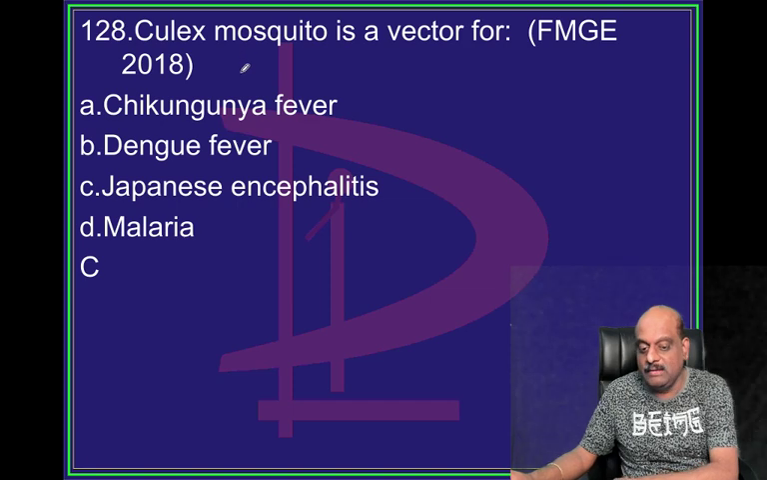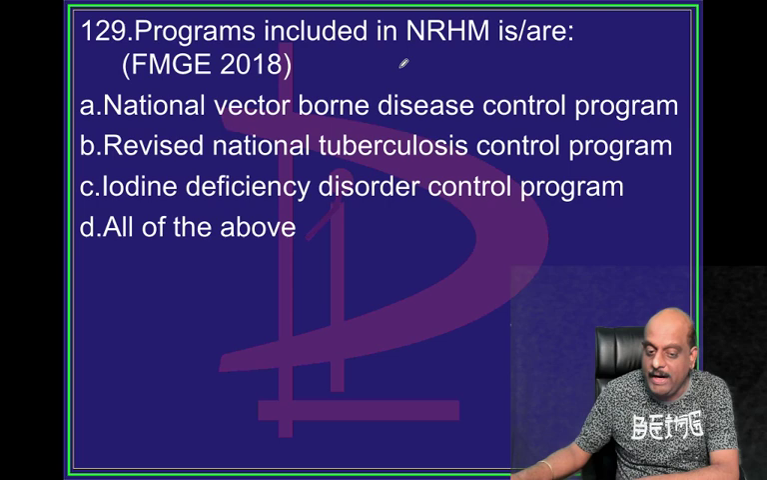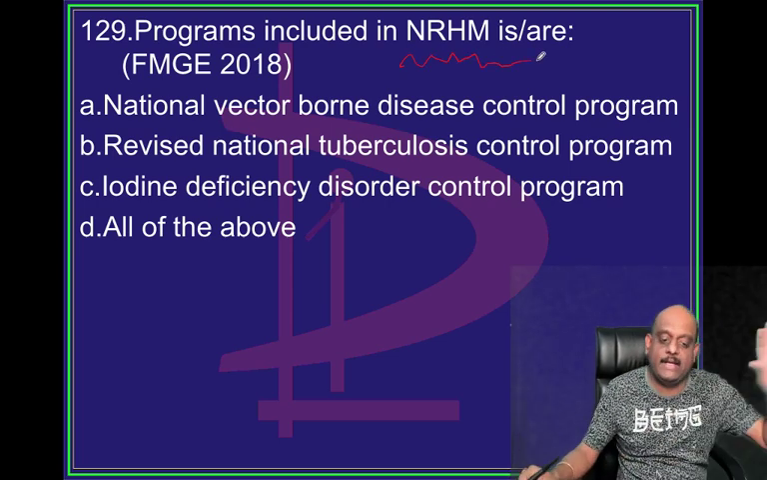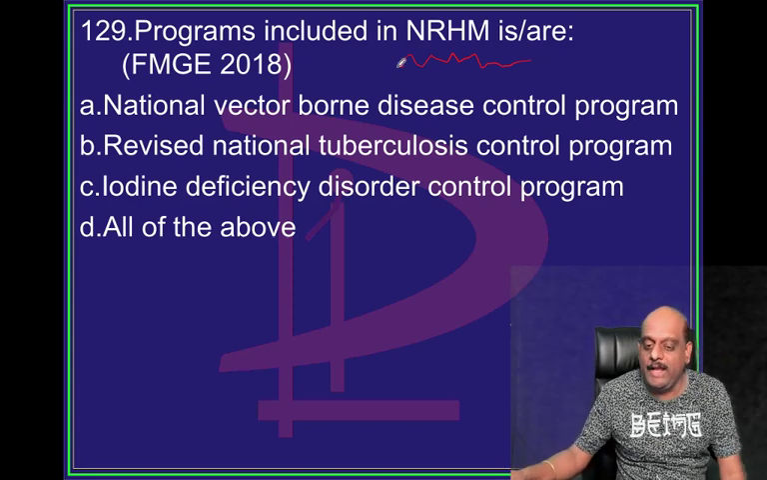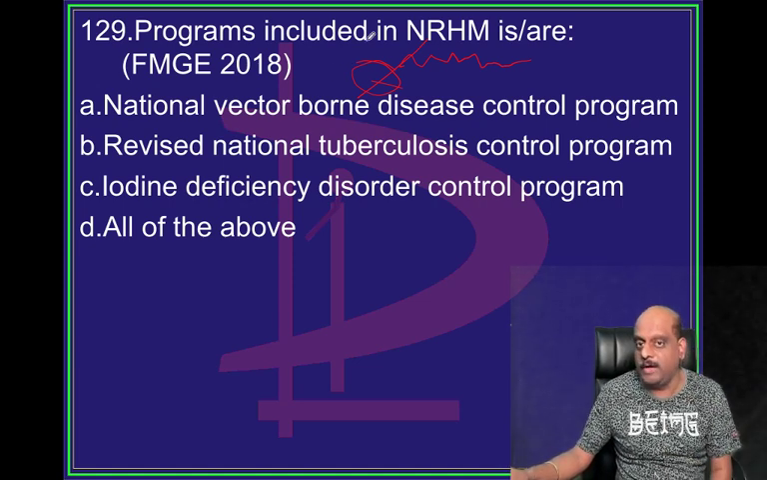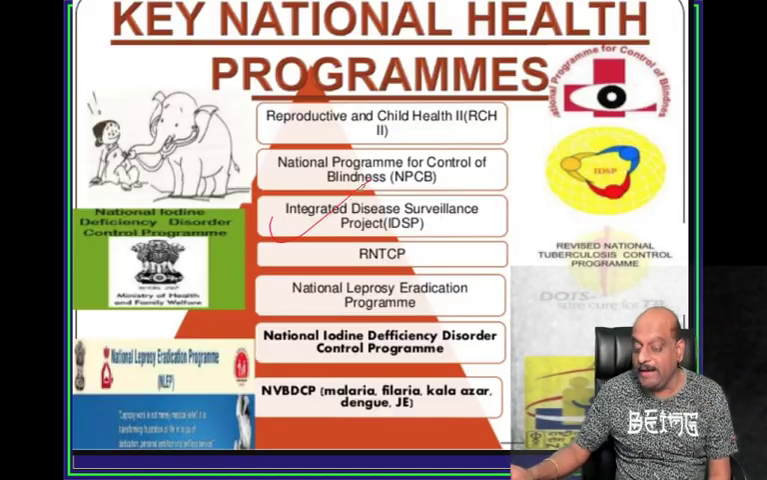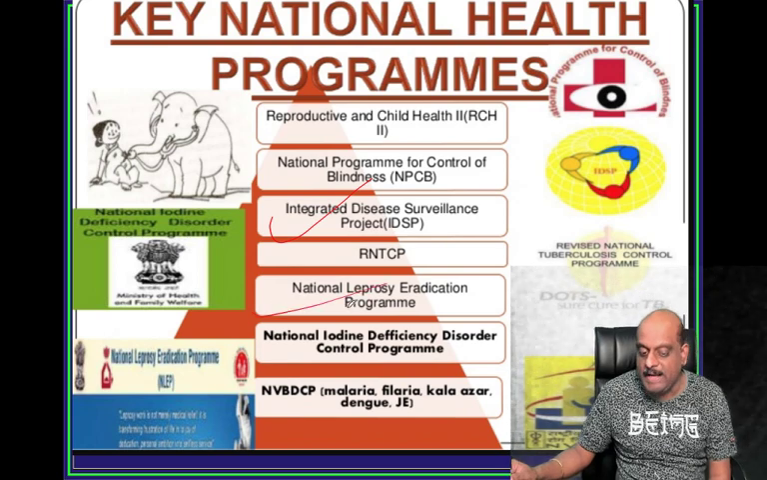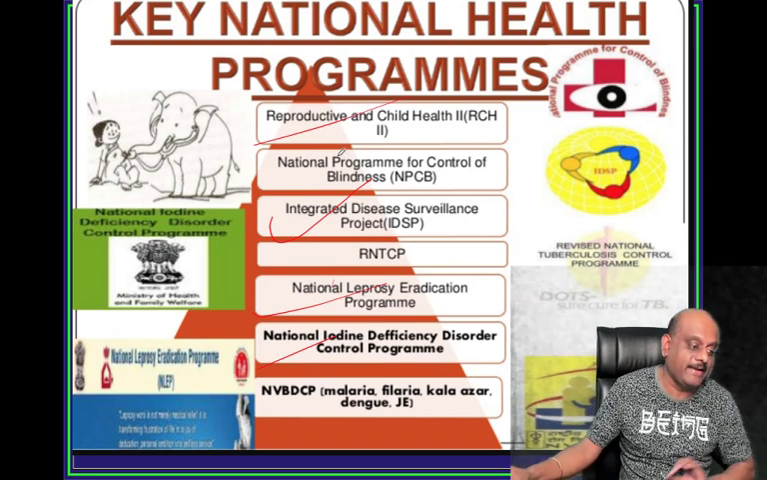Culex is a vector of Japanese encephalitis under National Rural Health Mission. Nagreddy Sir regularly, what is he managing in the NRHM? National Vector-Borne Disease Control Program, RNTCP, iodine deficiency, Integrated Disease Surveillance, National Leprosy Program, Reproductive and Child Health 2, etc., etc.